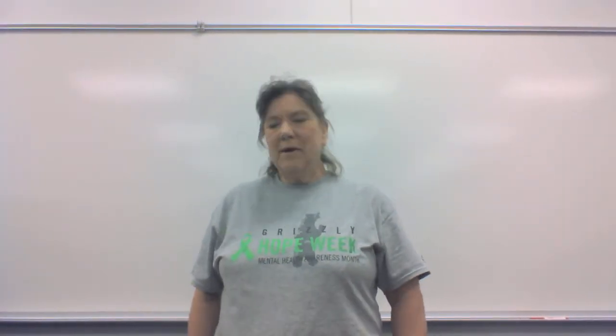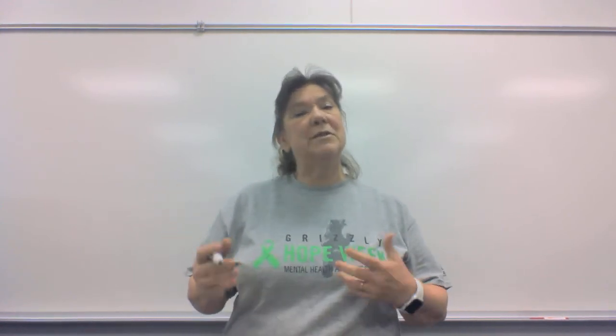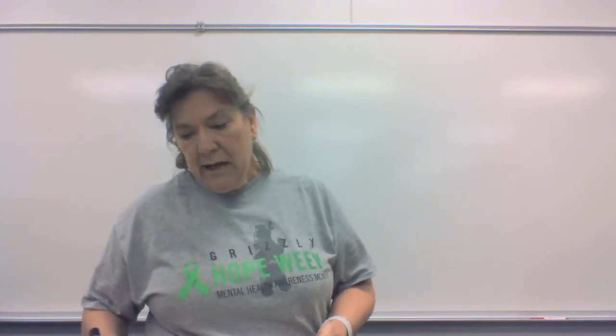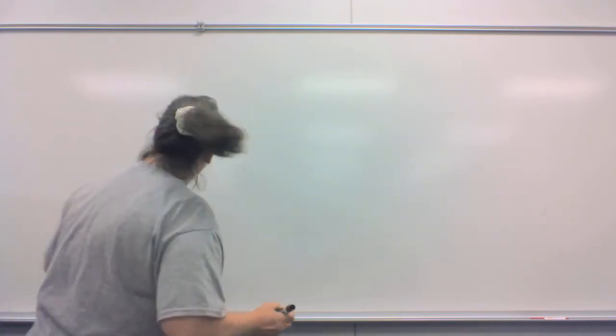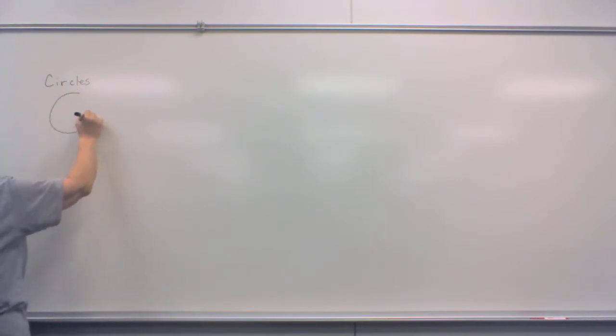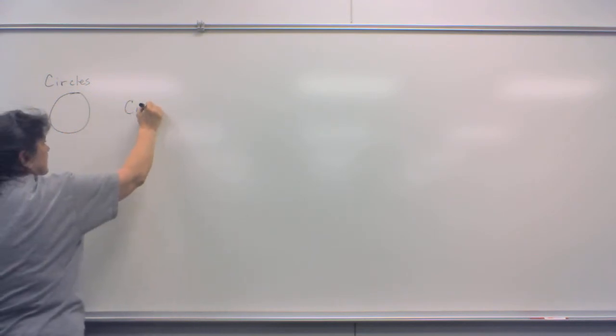Okay, hello everyone. We're going to go on into perimeters and more complex perimeters than we did in the previous lesson. And so first of all, we're going to look at circles. So as we look at circles, when you look at the perimeter of a circle, the distance around on a circle is called the circumference.